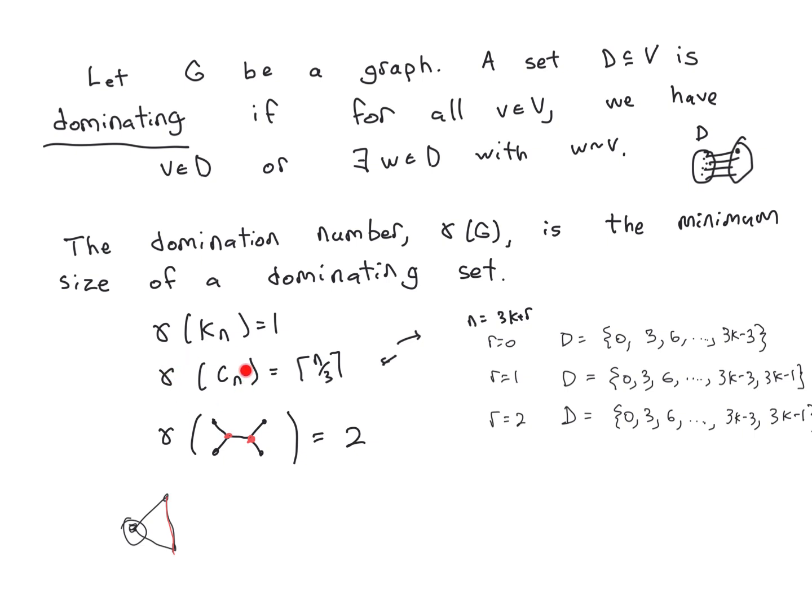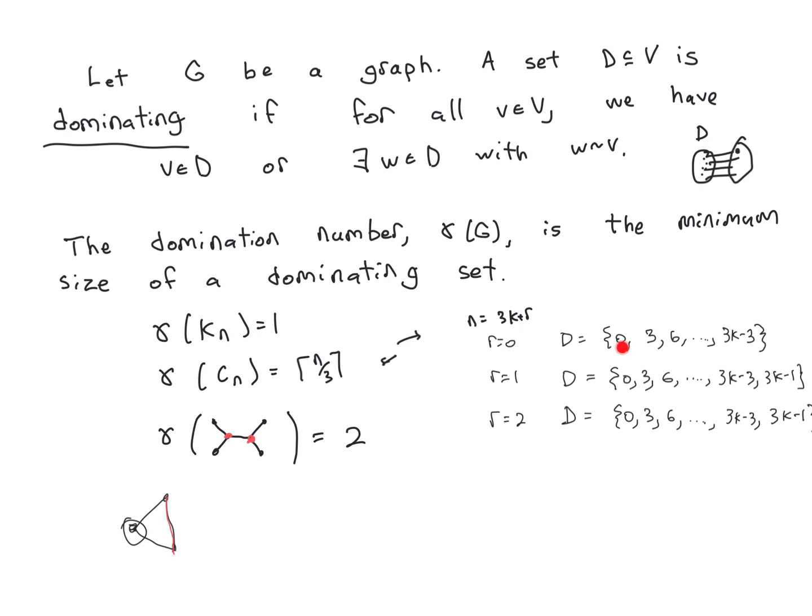If we take the cycle graph, it turns out that the gamma number is the ceiling of n divided by 3, so you divide n by 3 and round up. To show this as an upper bound, here is the construction. Write n as 3k plus r, where r is the remainder. It's either 0, 1, or 2.